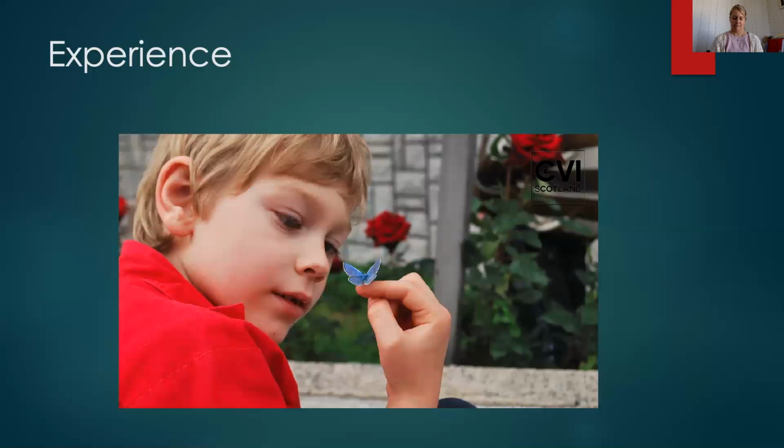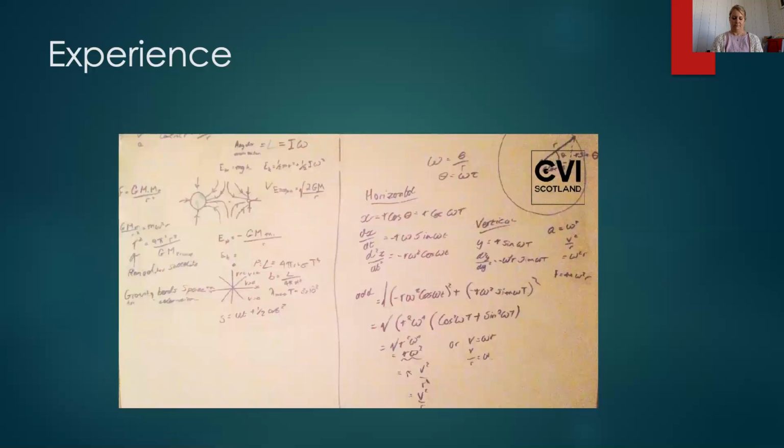This child is experiencing the butterfly by looking at it and feeling the touch of it on his hand. His experience of the butterfly is visual and tactile through touch. But just because we experience something does not mean that it is a learning experience. Look at this board. You may be able to see all the information clearly, so you are technically experiencing it. But can you learn from this alone? Some can, but many can't.